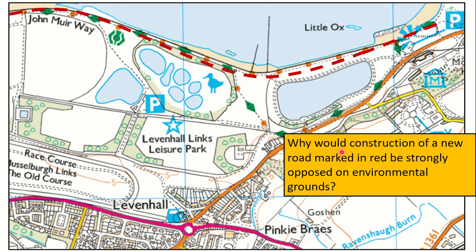Let's look at this example. Why would the construction of a new road marked in red, you can see it along the top of the screen here, this red dashed line that I've drawn on, be strongly opposed on environmental grounds? At first, you'll think this is an easy and obvious answer because there is some very obvious stuff here. For example, we've got a nature reserve right there with a little duck symbol. But actually, the more closely you look, the more you'll see.